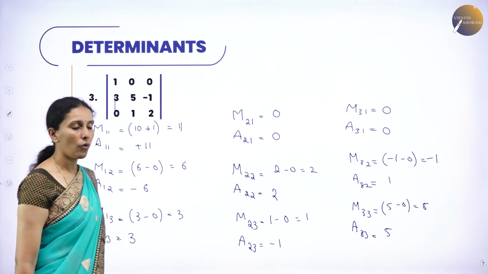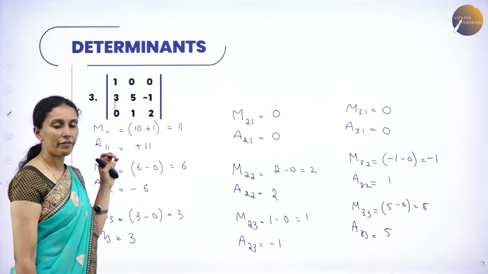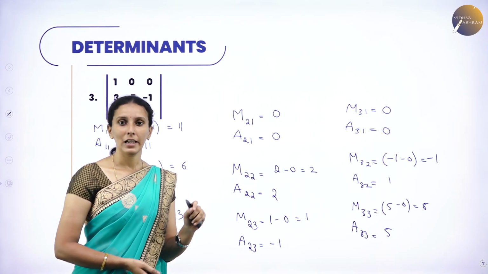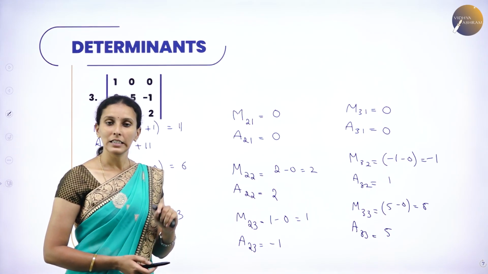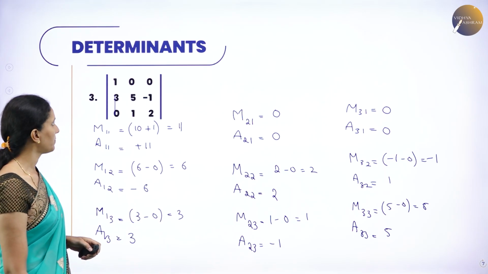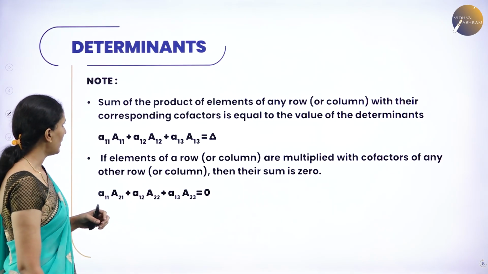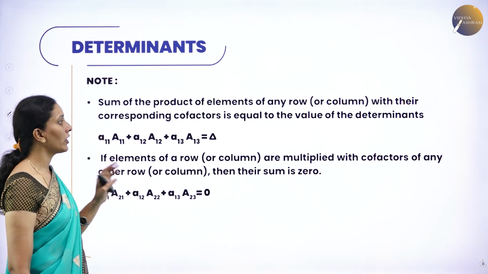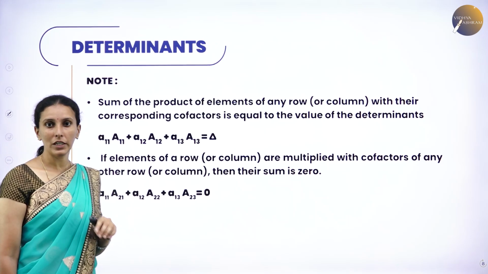So this is how we are going to find the minor and cofactor of each and every element inside the determinant. Next, there is an important thing to note: the sum of the products of elements of any row with their corresponding cofactors is equal to the value of the determinant.